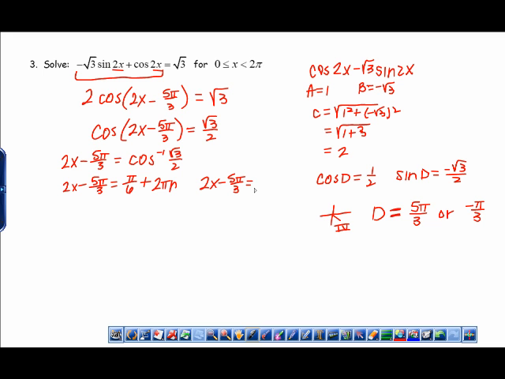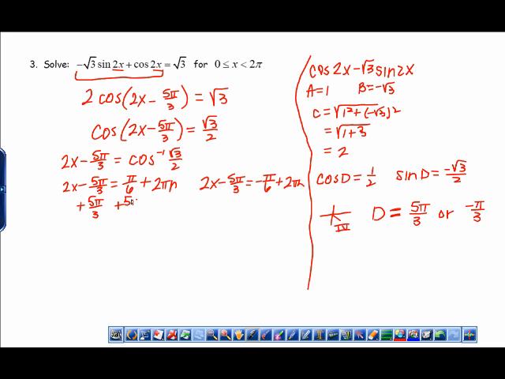Now, before I even take another step, I need to go through and write my other general solution. What is the other quadrant that when you take cosine, you get a positive root 3 over 2, or just get a positive at all? That would be quadrant 4. And so my other solution here would be negative pi over 6. I could have also put 11 pi over 6, same thing.